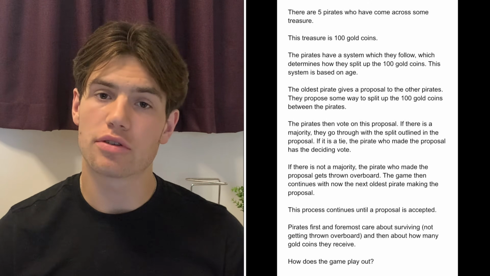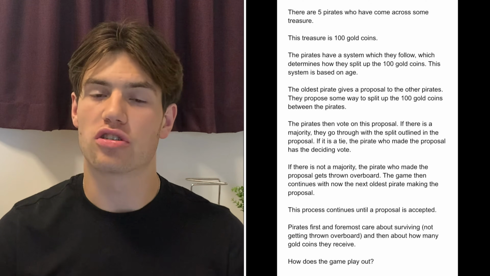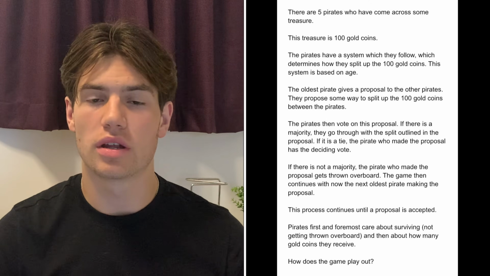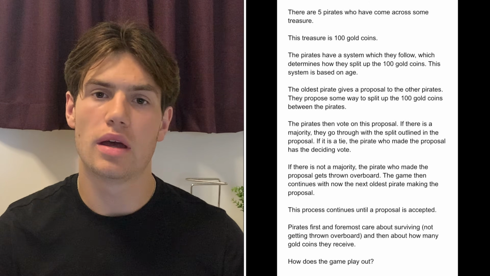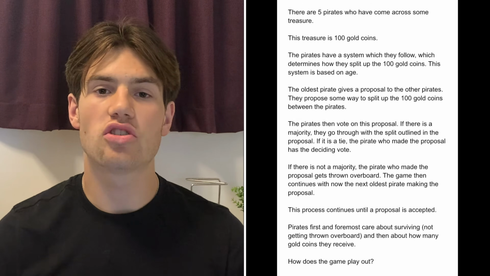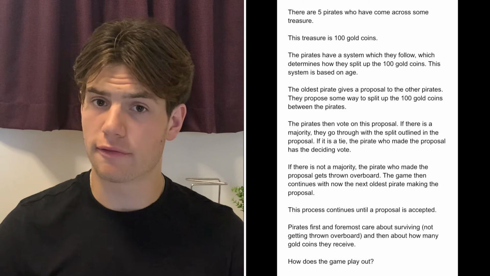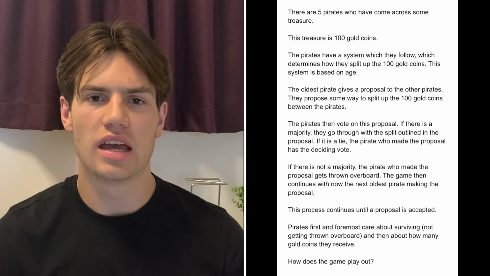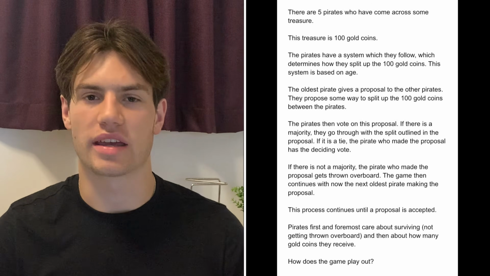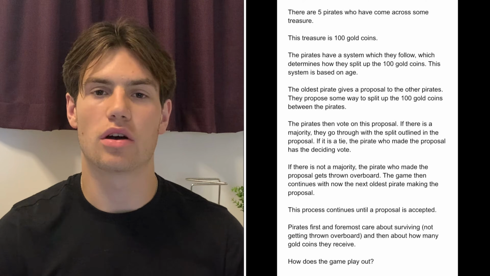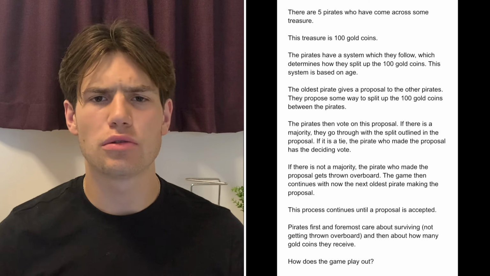Like I said, if there's a majority, then the split happens. If this isn't the case though, the pirate that has just made the proposal gets thrown overboard, and it's the same system now, but only down to 4 pirates. So now the second oldest would make their proposal, and again we'd have this voting system going on. Essentially this process is repeated until the proposal is accepted. We assume that pirates first and foremost care about surviving, and then they care about gold. Their utility, their happiness, is directly linked to the amount of gold they get. So for example, getting 100 pieces of gold is always better than 99, which is always better than 98, etc. And now the question is, how does this game play out?